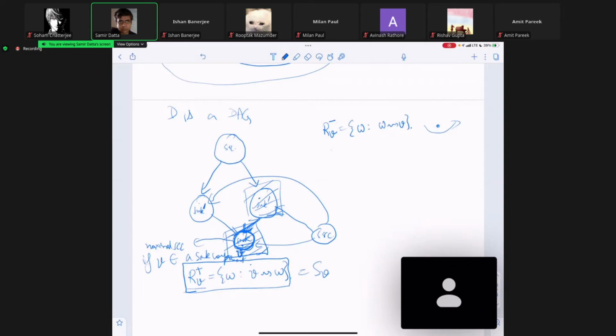And so we know that R plus of V intersection R minus of V is S of V, correct? Do you agree? Because R plus of V is just the definition of S of V: those vertices which are reachable from V and can reach V, correct? And so this is one fact we know.